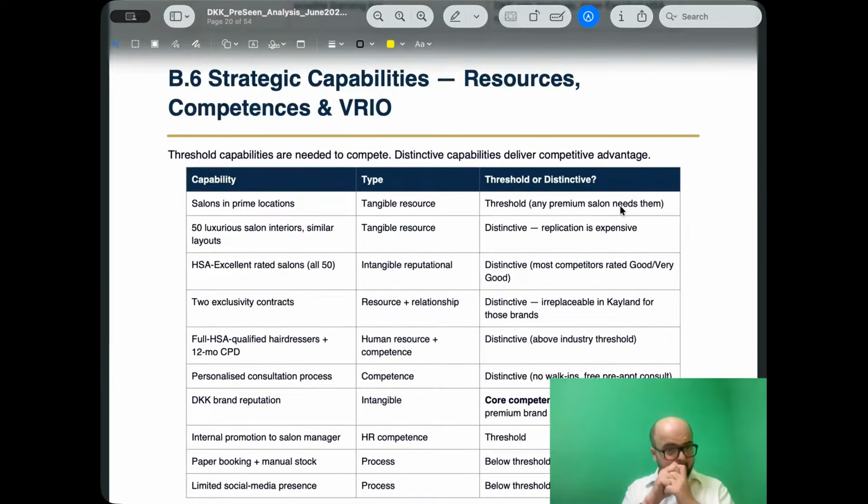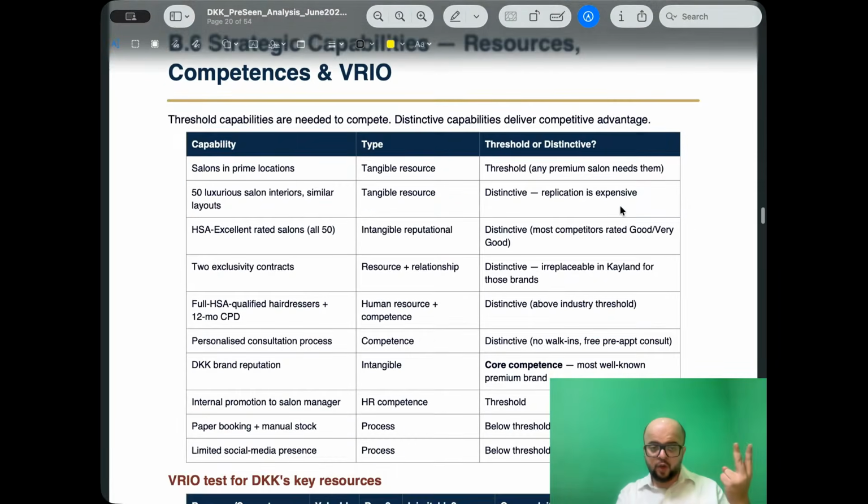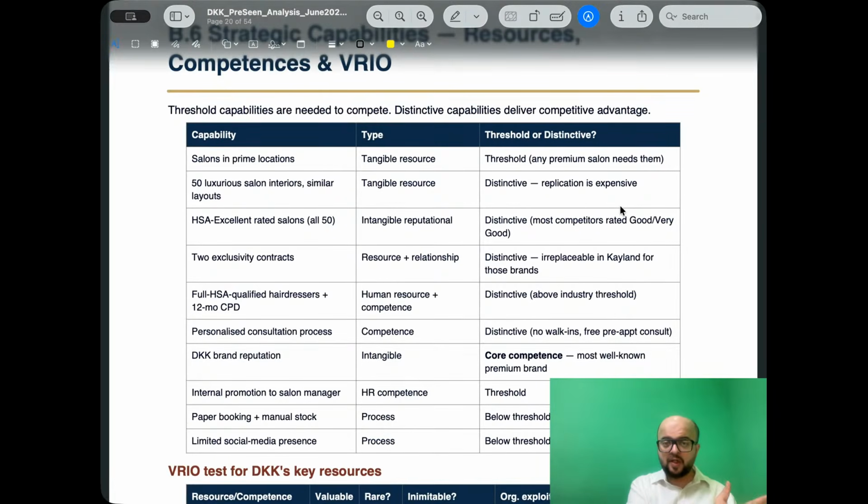Then HSA rating, it is excellent, rated across all the 50 salons. This is an intangible reputational asset and distinctive. Most competitors are rated good or very good. There are two exclusivity contracts, so you have a relationship with a supplier. This is irreplaceable in Kalen for those brands. मतलब वो दो brand का sale can only happen through your channel, through you, not through anyone else. Then full HSA qualified hairdressers plus 12 months CPD. So every 12 months they are expected to get this continuous professional development.